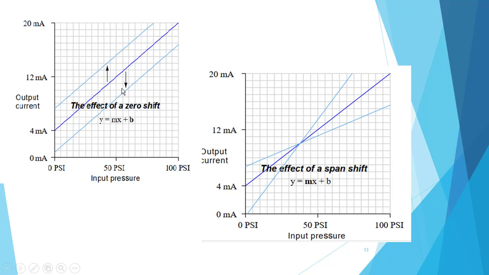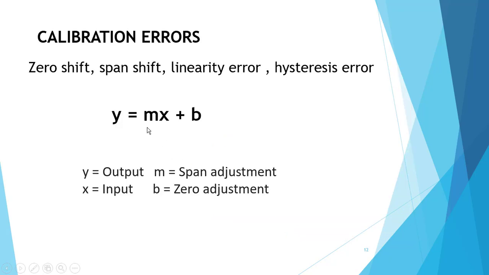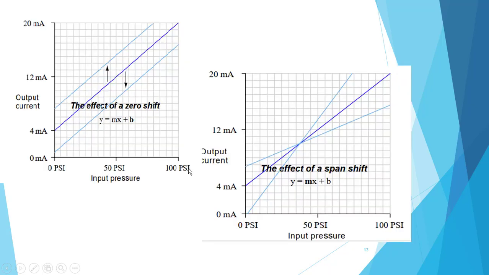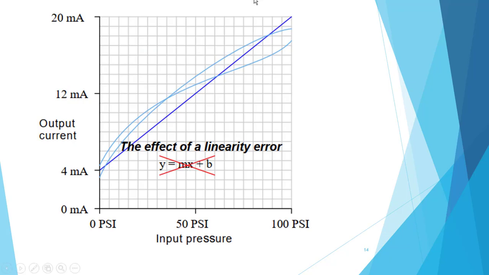If you use an analog device, you have to make the zero adjustment and the span adjustment together. This is called span shift. Look, here the slope m is different, and every time it measures differently. This is called span shift. This one is called linearity.